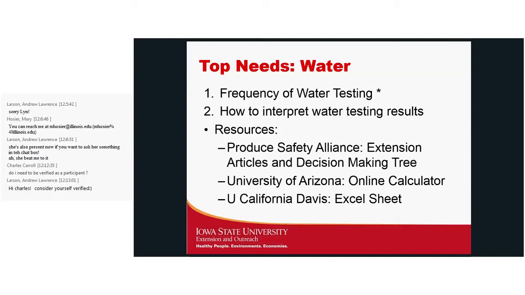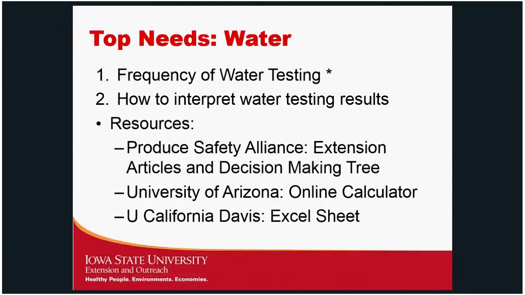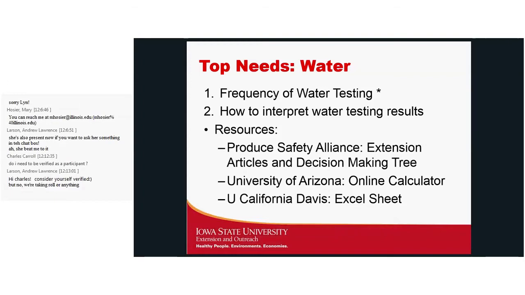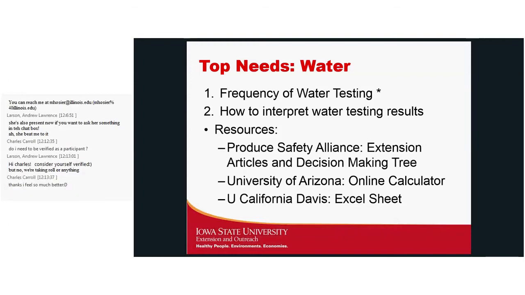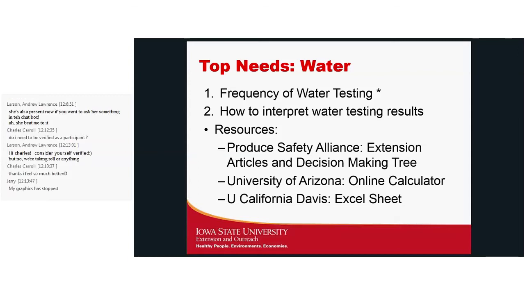Now, how do I calculate or interpret my data? There are two different resources available that I have linked here. University of Arizona has a complex website that talks all about water testing. They have an online calculator, which basically, when you get your test results back from a local lab, you can just plug into the calculator and it will tell you whether you're compliant or not. Now, if you don't want to use a technology-based method, University of California, Davis has a printable Excel sheet that you can download onto your computer and it will do the same calculations for you.